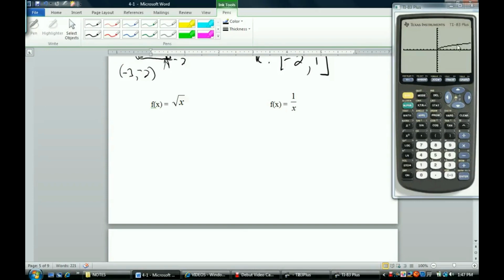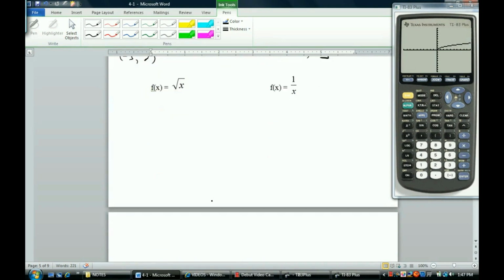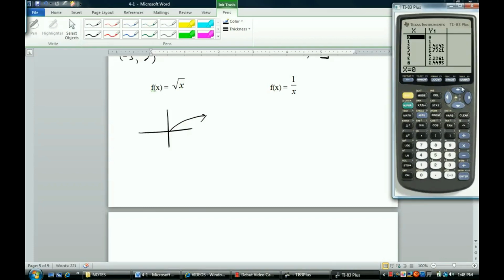And so what we're going to do is find the domain. I think that's all I'm asking you to find. Yeah, let's just find the domain. So when you find the domain, you're asking yourself, how far left does it go? And when you look at it, you're thinking that it does go to 0. So one way to make sure, or two ways really, you can look at your table and see that it does exist at 0.